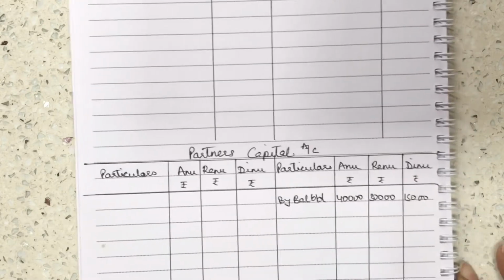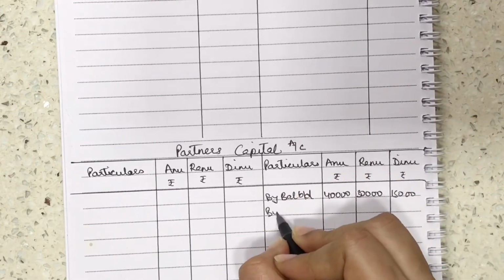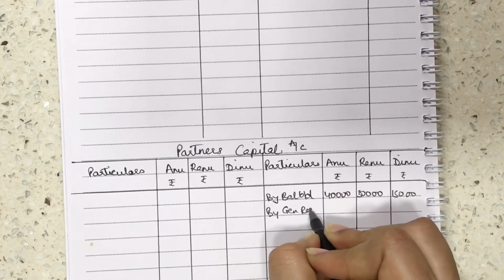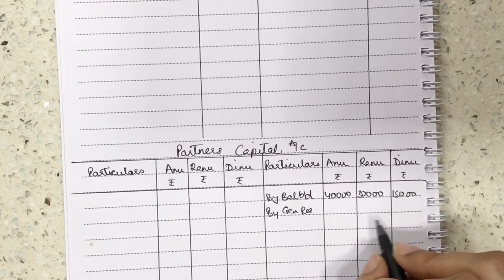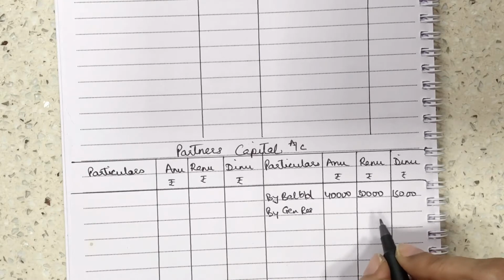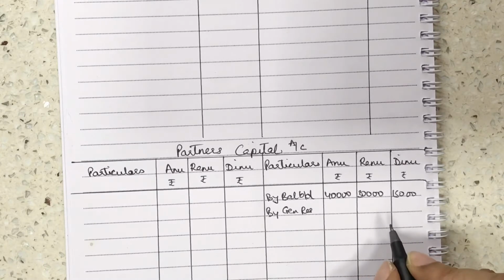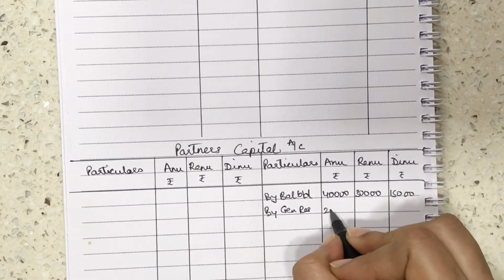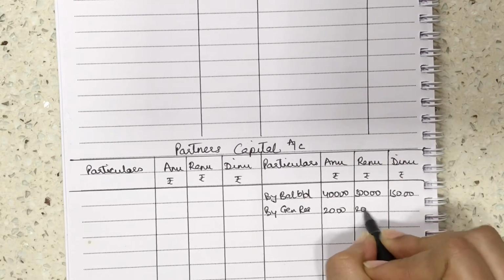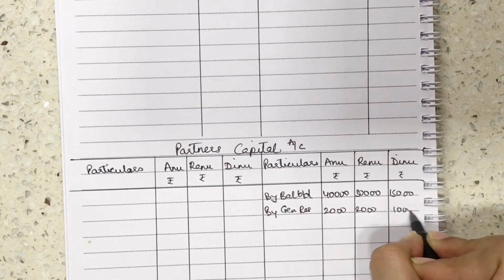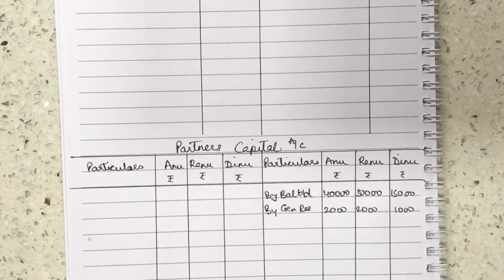Now let us distribute the general reserve. What is the profit sharing ratio? 2:2:1, and the general reserve given to us is 5,000. So it is 2,000, 2,000 and 1,000. Okay.